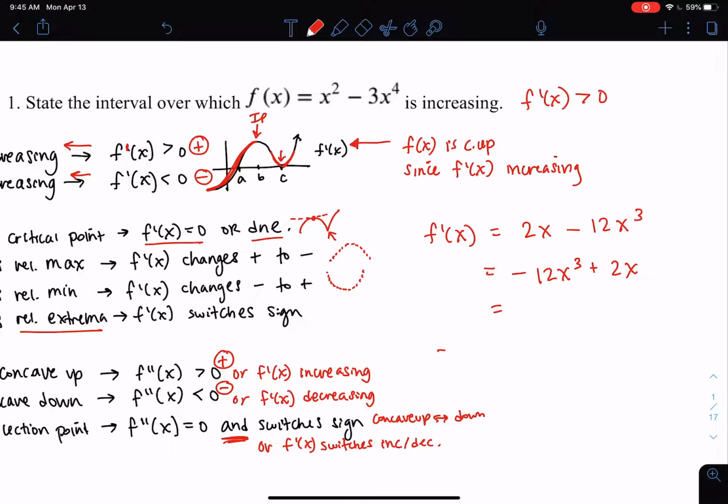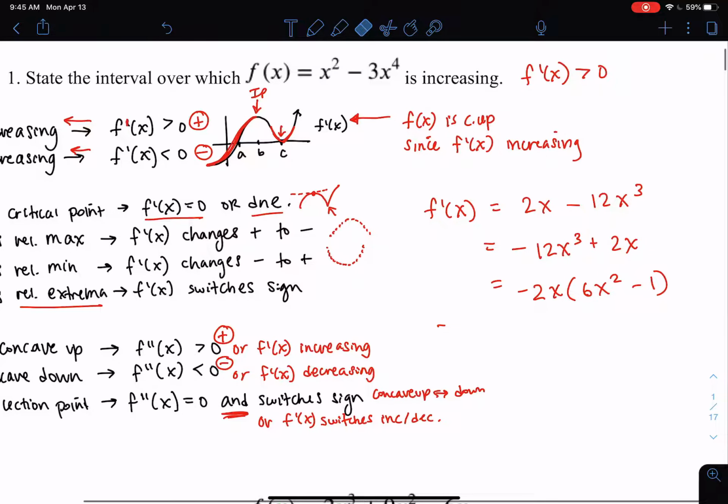Factor out the negative when it's in front, always, and an x. Let me check my work. So it's going to be negative 12x cubed plus 2x. Looks good. I'll continue by factoring using difference of squares for the second term. So that'll be root 6x minus 1 times root 6x plus 1. And now let's take this on a number line by finding our roots.